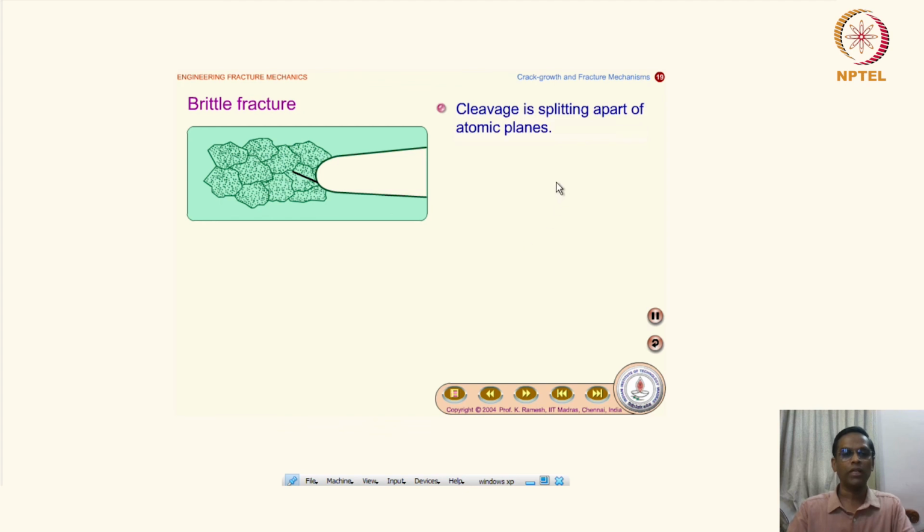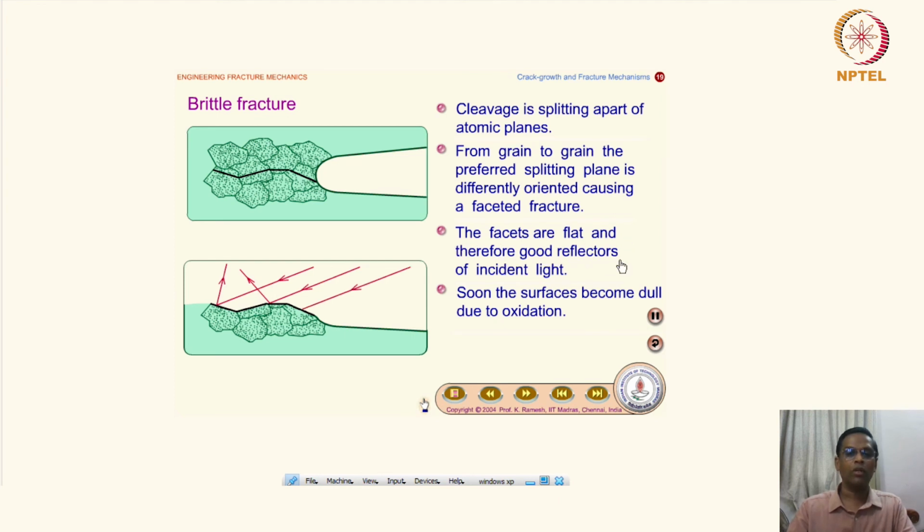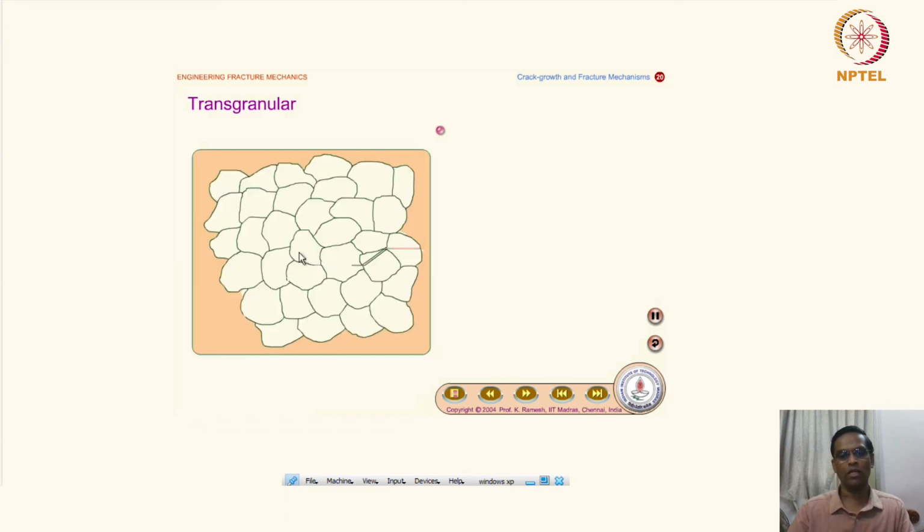So look at the brittle fracture a little more closely. Cleavage is splitting of atomic planes. From grain to grain, the preferred splitting plane is differently oriented, causing a faceted fracture. The facets are flat and therefore good reflectors of incident light. Soon the surfaces become dull due to oxidation. So these are some of the features of brittle fracture when you look under the microscope.